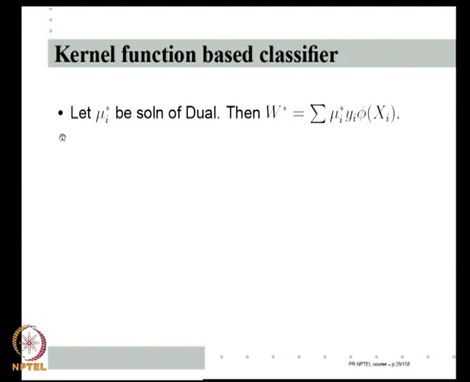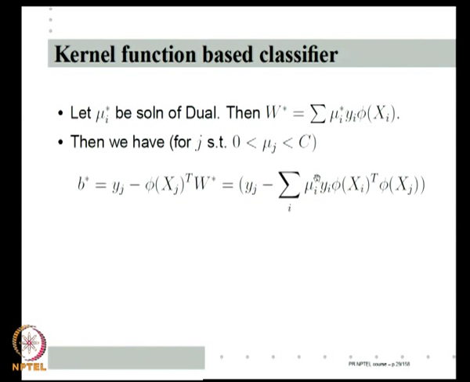Let us say mu_i star is the solution of the dual, then we know W star is sum of mu_i star y_i phi(x_i), right, because it is a linear classifier of the z domain. So, it is mu_i star y_i z_i, which is same as mu_i star y_i phi(x_i). Now, first let us see how I can get B star.